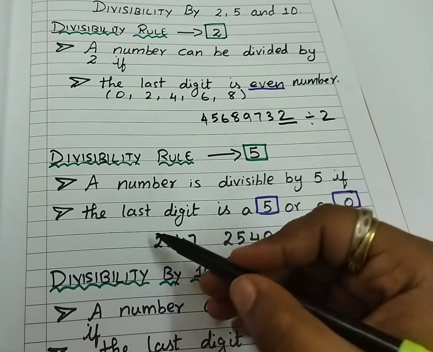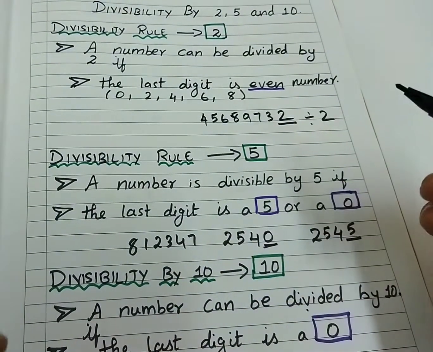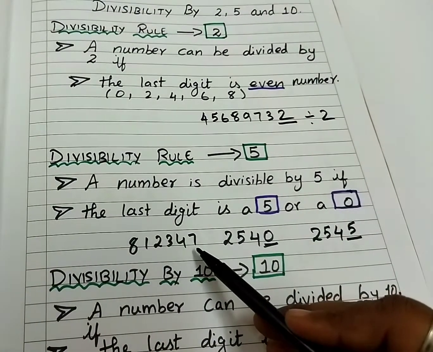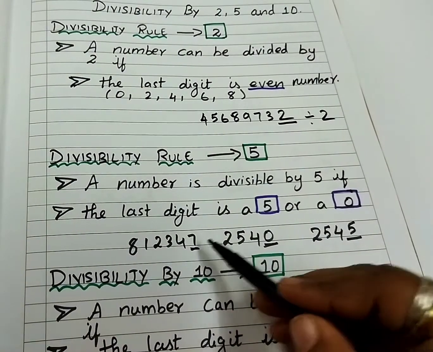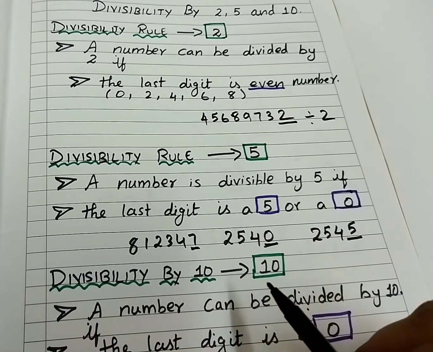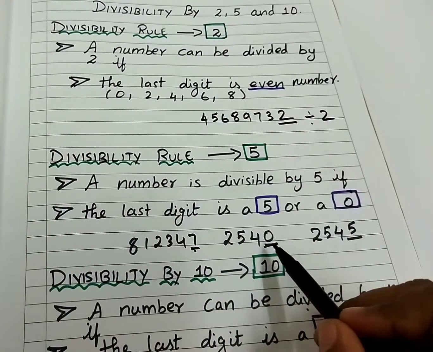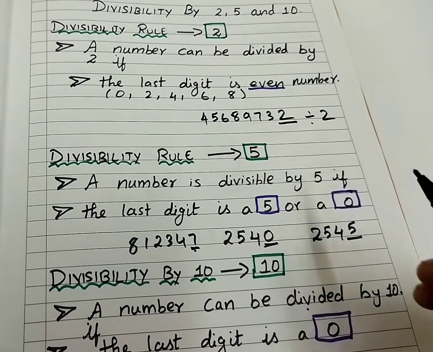Now tell me, if it is an 8-digit or 7-digit or 6-digit number, immediately you can respond. See, 7. 7 is my units place. Now tell me, is this particular number divisible by 5? No, right. So, the units place must be 0 or 5 for the rule of 5.